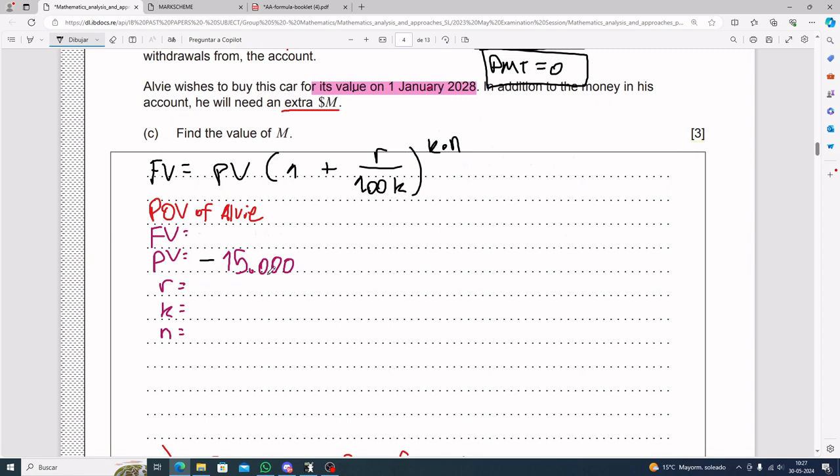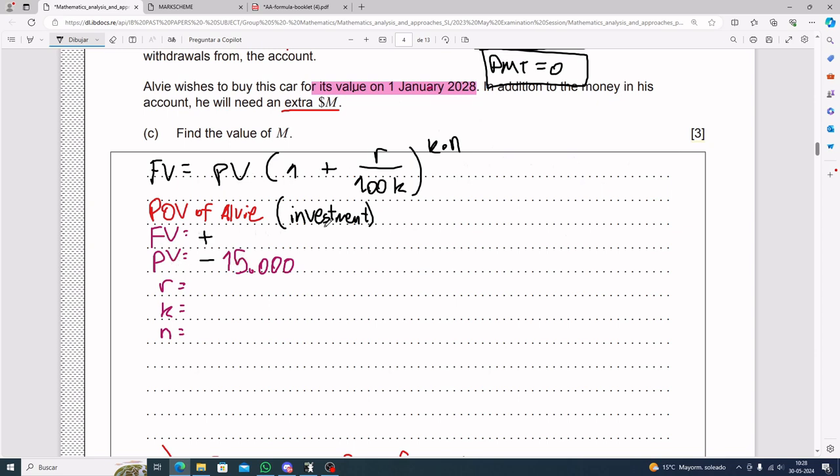Your PV in the context of an investment, and I suggest you always do it this way, is initially going to be negative because Alvi is taking it away from his pocket, and the future value that comes back to him is going to be positive. Think about it that way. I think it's way more convenient to approach it like that. So your PV is going to be negative 15,000.